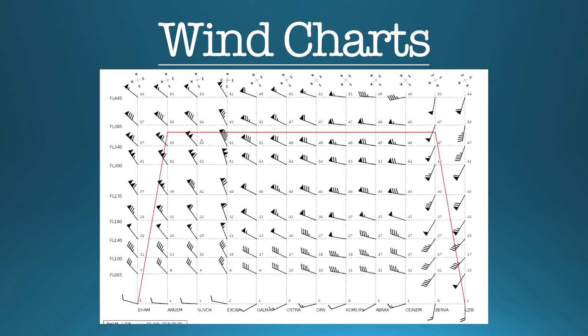If you're going to have a lot of tailwind at that flight level, then it might be more beneficial. Or if you have a lot of headwind at a certain flight level, you might want to keep at a lower flight level or climb to a higher flight level where you have less headwind, because you don't want to run out of fuel once you get close to your arrival airport. So it's very important to realize the direction and strength of the wind when planning your flight. But usually the flight planner will do a good job at fuel calculating.